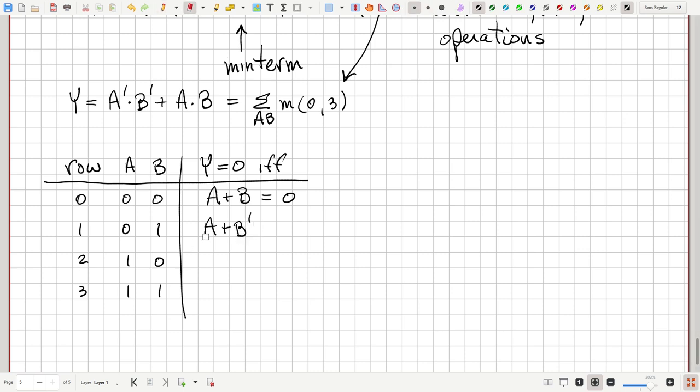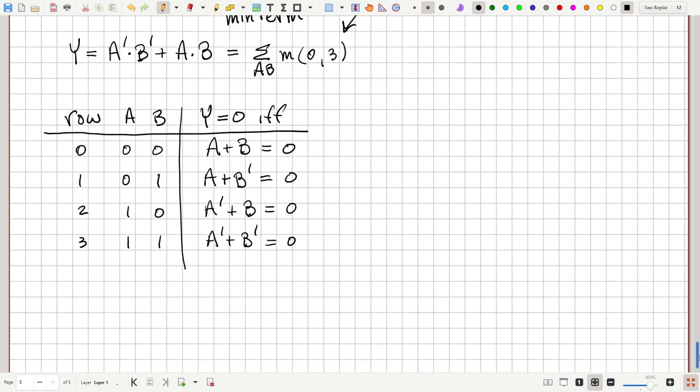So this has to have the form 0 or 0, which would be equal to 0. And for any other row, one or the other of these will change from 0 to 1, or maybe both will, and this expression would be 1. Okay, so this is 0 for only that row. Next one down, A is 1, B is 0. So not A is 0, or B is 0. And finally, A and B are both 1, so not A is 0, or not B is 0. So that's equal to 0 only for that row right there.